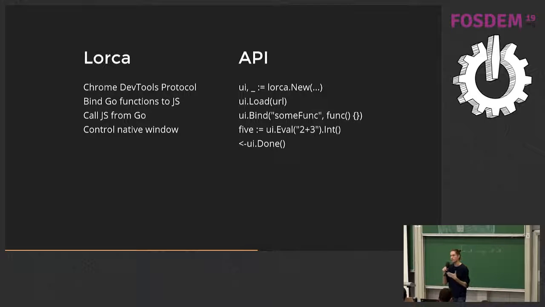I try to keep the UI layer and thus JavaScript layer as thin as possible and move all the logic to Go, because that's how I can easily test my application automatically without any user interactions. And other than this, Lorca gives you some control over the native window. Basically, you can control the size of the window, make it full screen, minimize, maximize, and that is it.